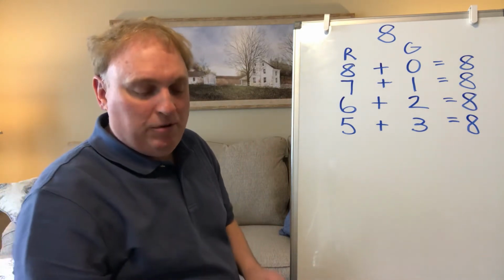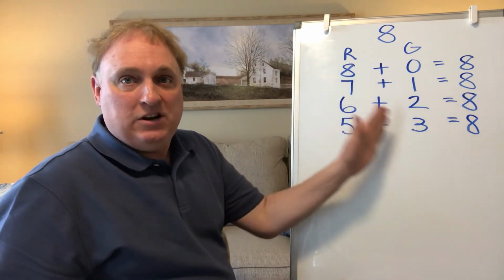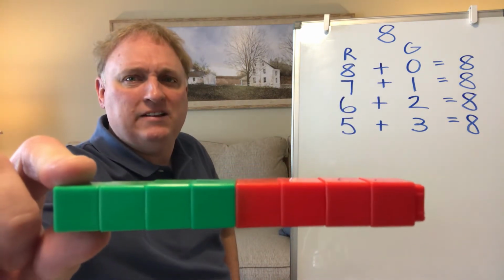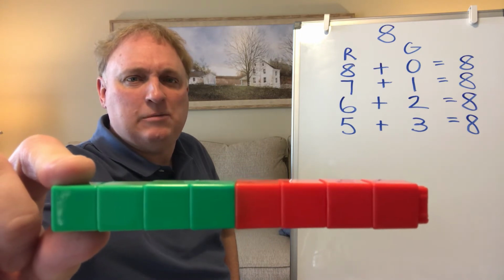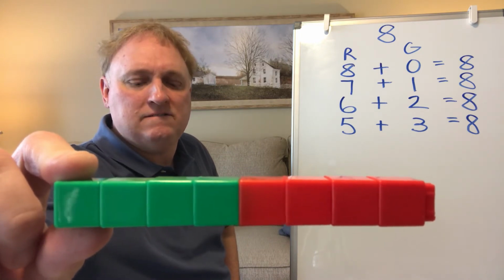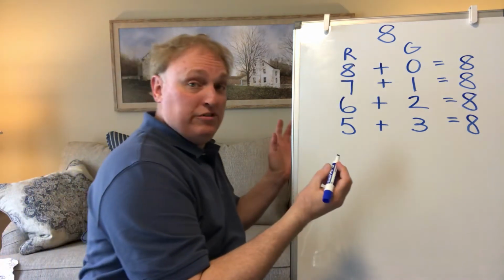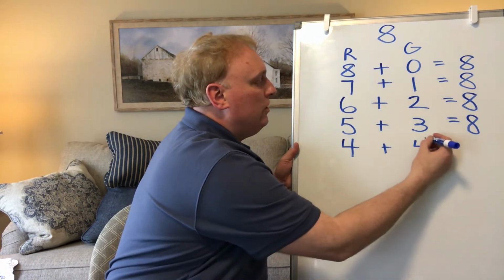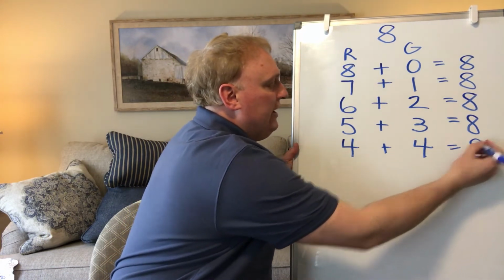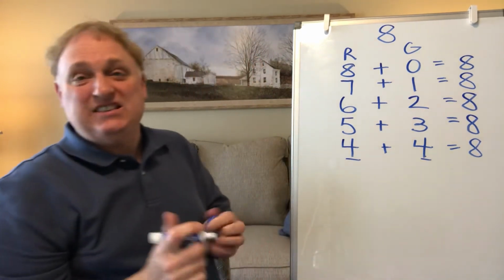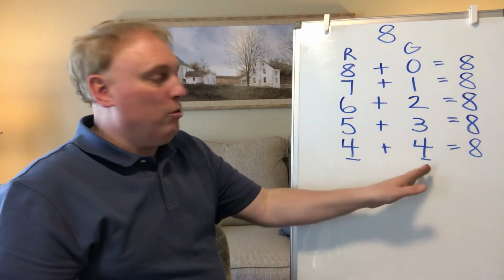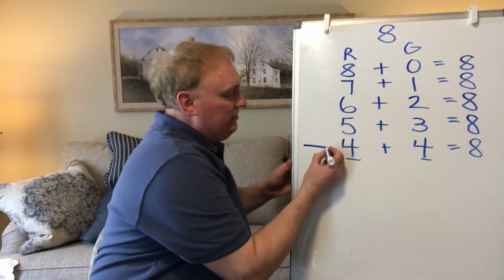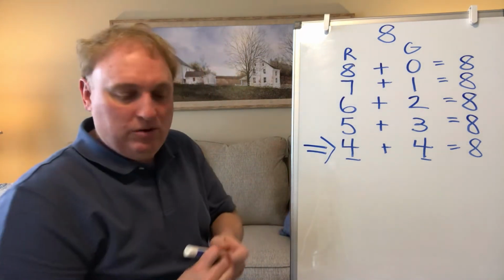This next one is a doubles fact, which means the number of red and the number of green are going to be the same. Here we go. How many red? How many green? How many red, boys and girls? 4. How many green, boys and girls? 4. 4 plus 4 equals 8. When your 2 add-ins are the same numbers, 4 and 4, that's called a doubles fact. So our doubles fact that we're going to look at today is 4 plus 4 equals 8.